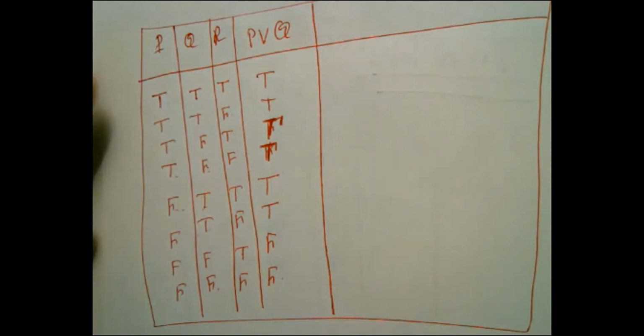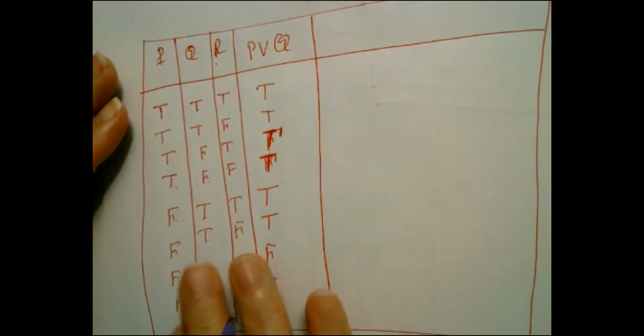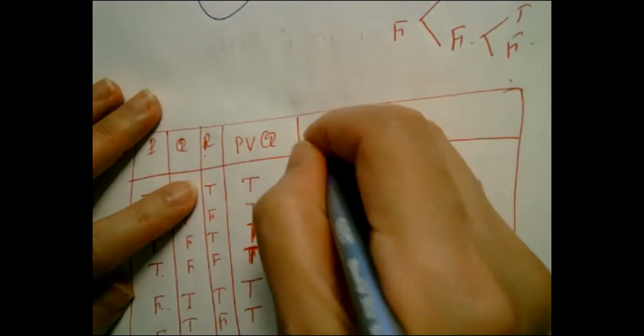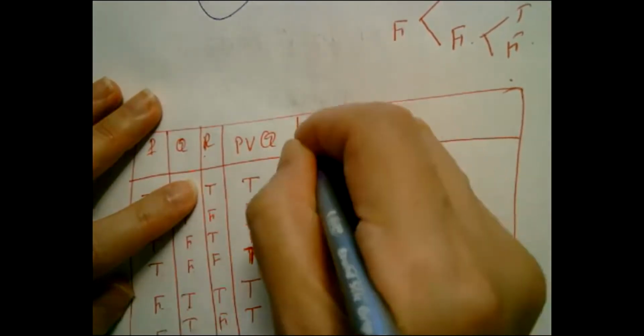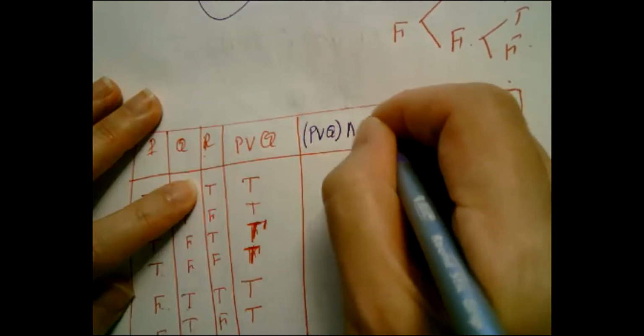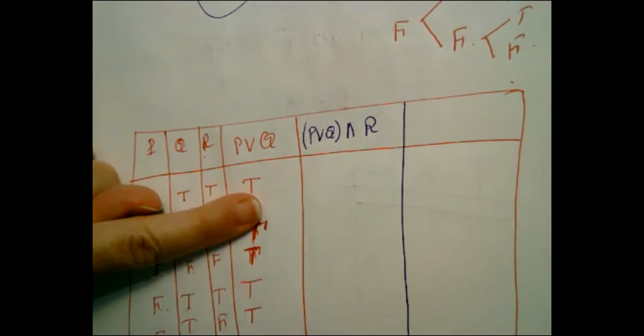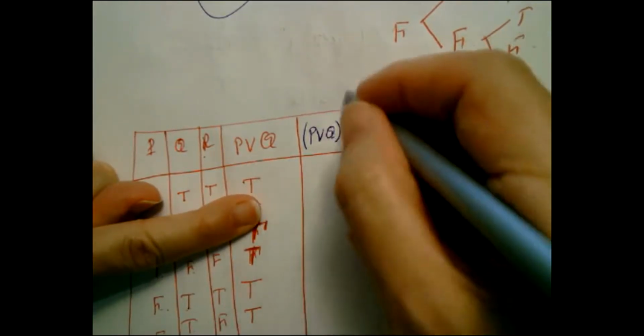Okay, and then I have R. I already have R. And then I have to combine them. So I have the pieces. I have this, I have that. So the last piece is actually to combine them. P or Q and R. Now I combine both of them, so I have to focus on those two. And there is an AND.